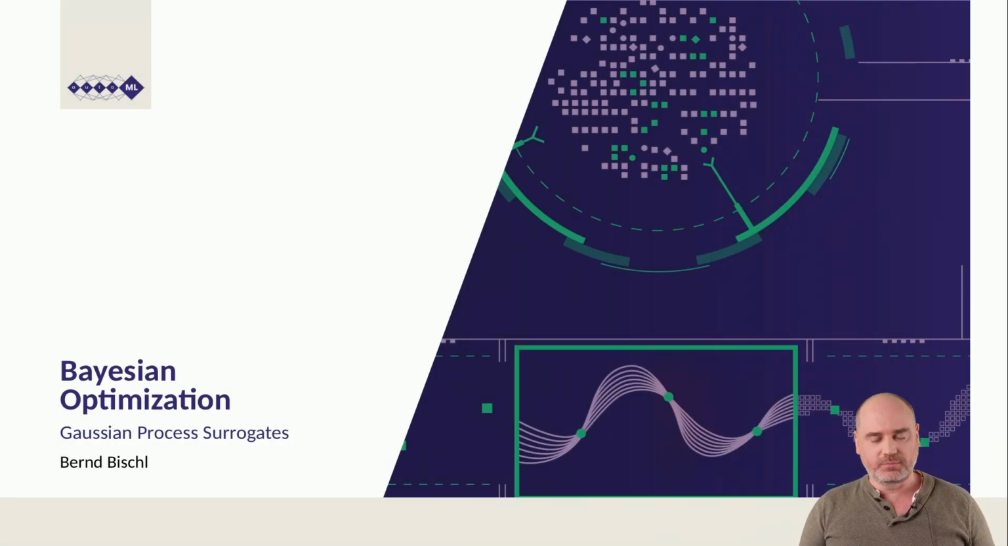Hi, and welcome to our new session here in our Bayesian optimization chapter, which is on Gaussian process surrogates.